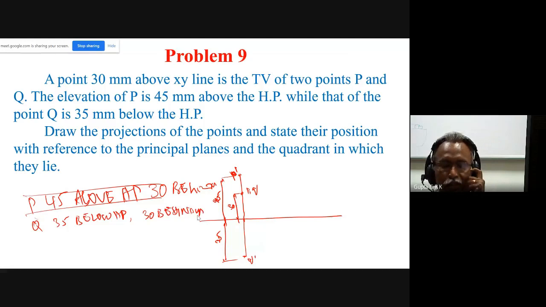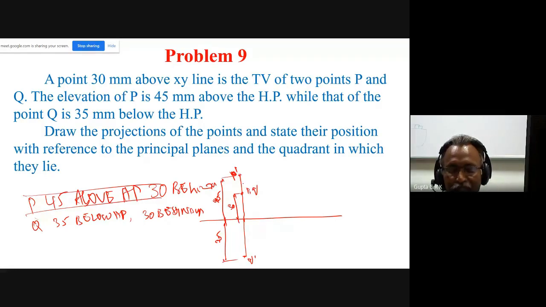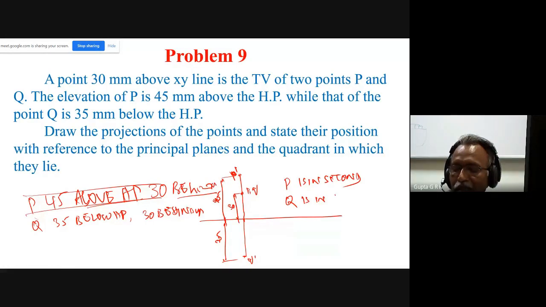And also he asked the quadrant in which it is. Okay, P is in which quadrant? See, here we have written above HP and behind VP, second quadrant. And also we have seen that P and P dash both are above. So that is second quadrant. P is in second quadrant. And Q? Third quadrant. Q is in third quadrant. Like that you can draw the lines.